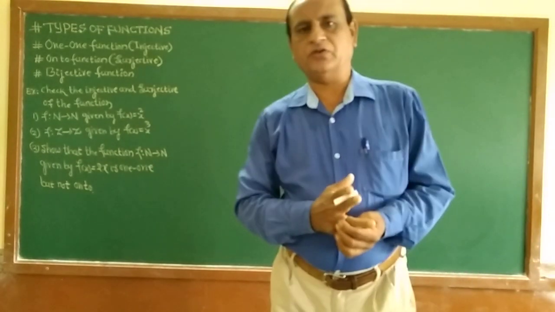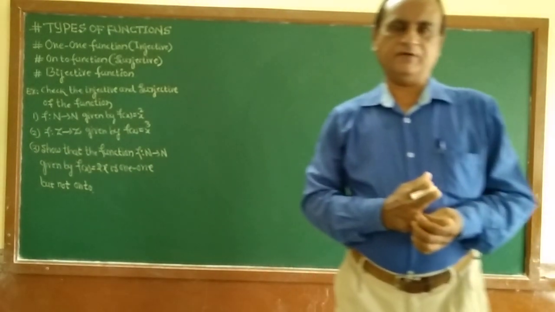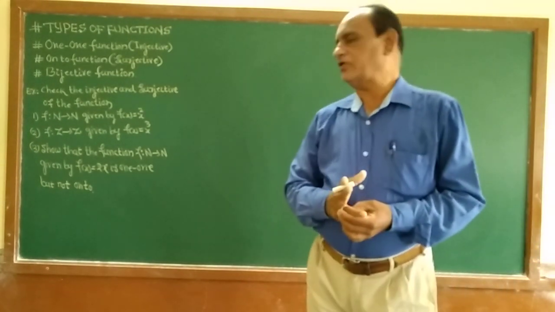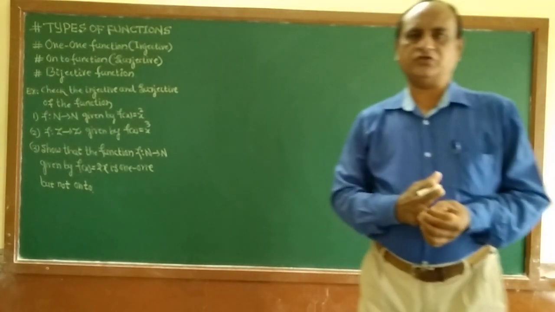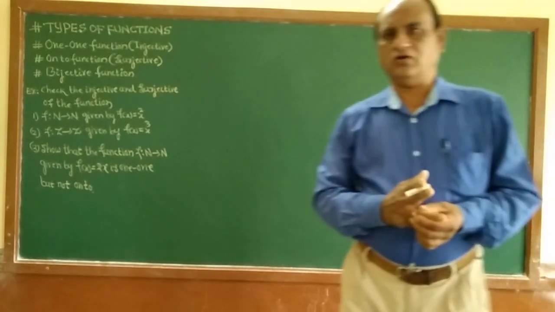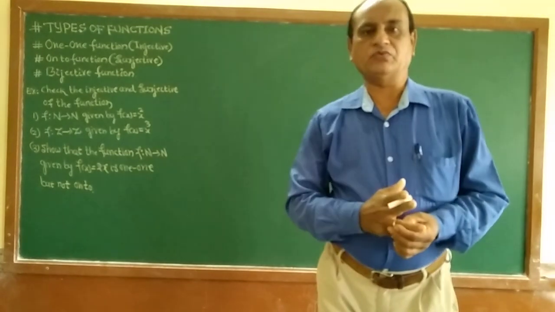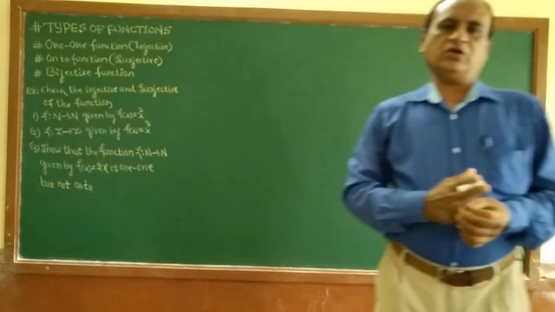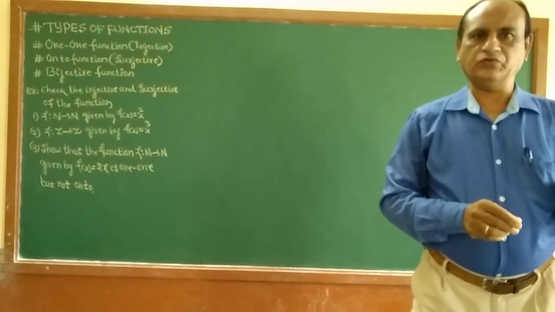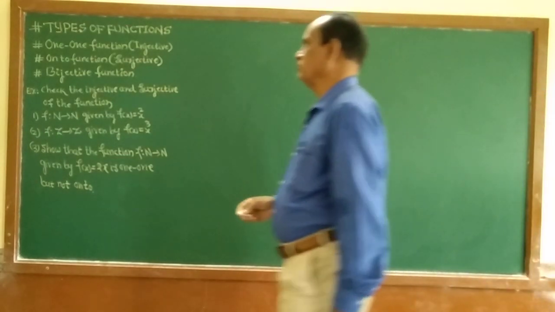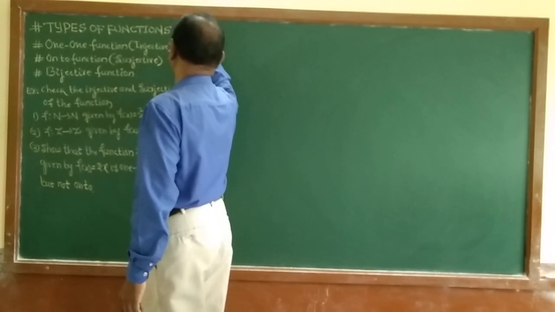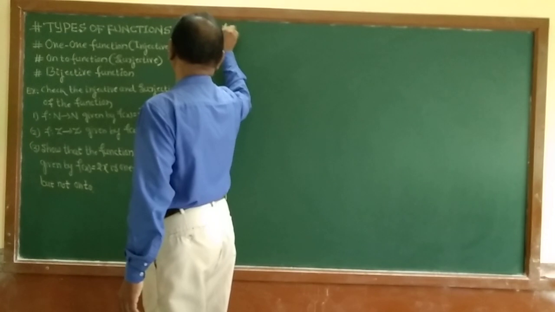Today, I want to discuss another important topic in the list, the types of functions. First one is one-one function, that is injective. Second one is onto function, that is surjective. Then the last one is bijective function. Definitions for one-one function, onto function, and bijective function. So that is the one-one function definition.